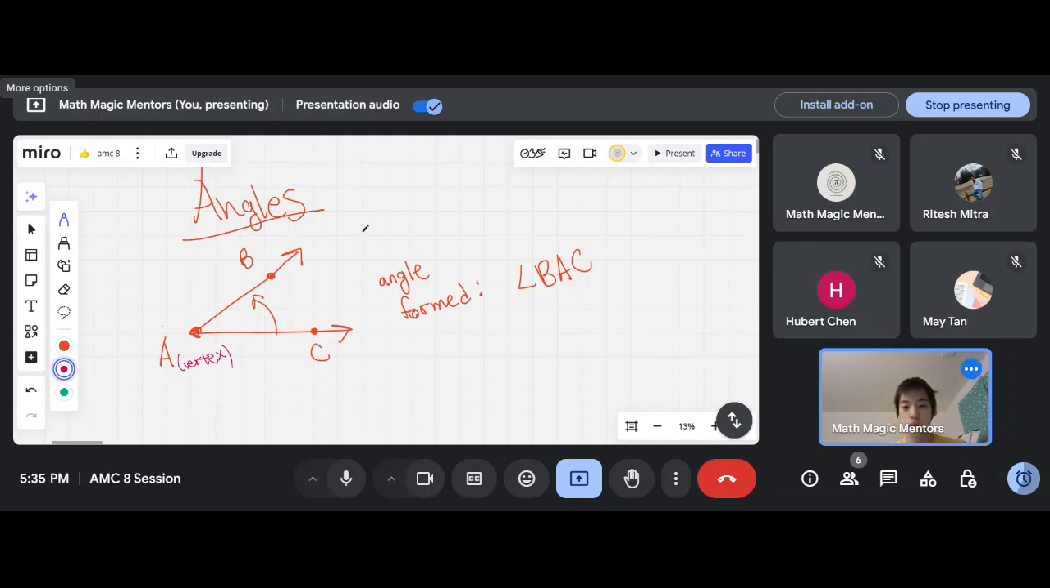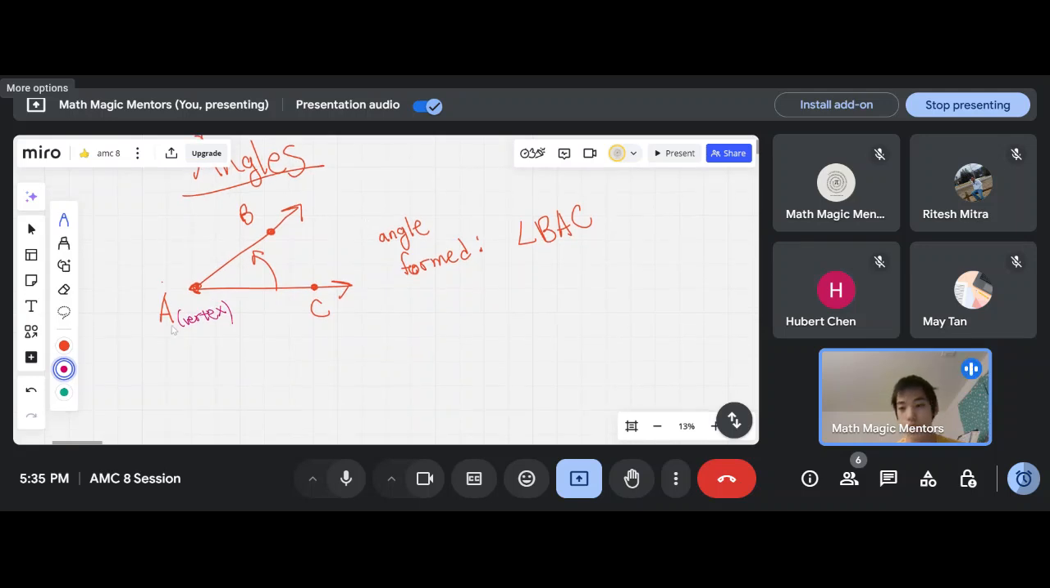We can also call this angle A. In certain settings, angle A could actually be this other angle going around, but in this specific context, since we're referencing an acute angle, we're just going to call this angle A. So these are two different ways to call the angle depicted here: angle BAC and angle A.